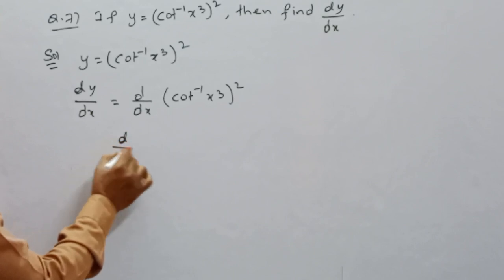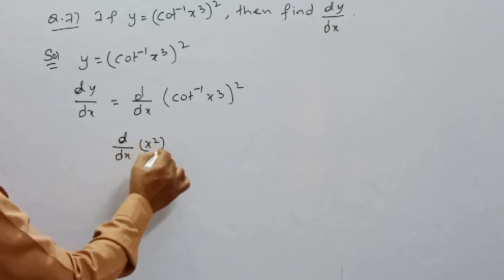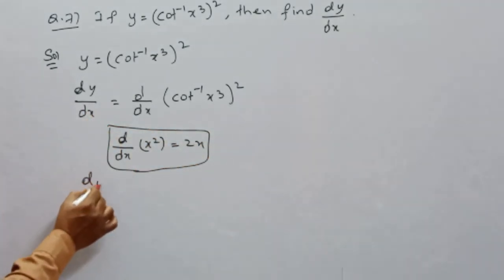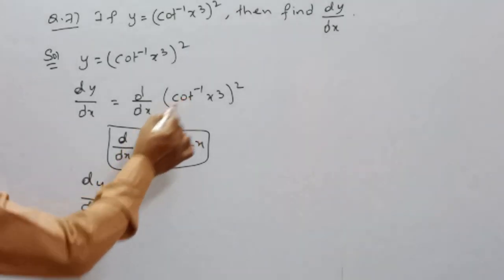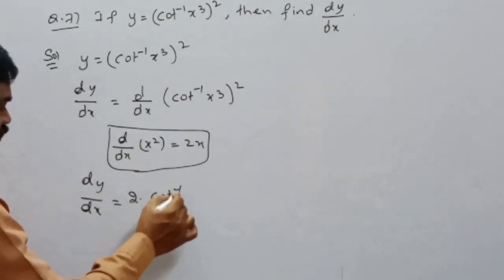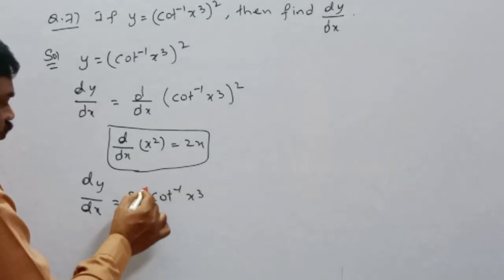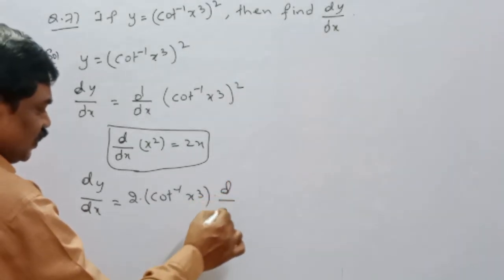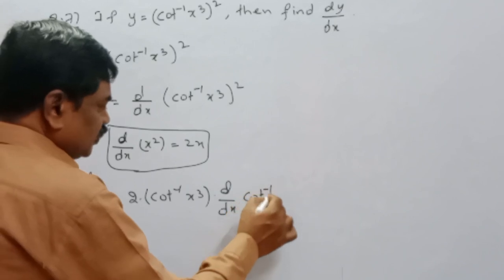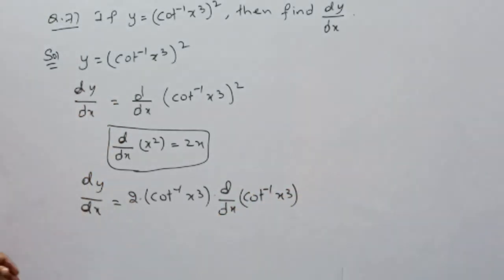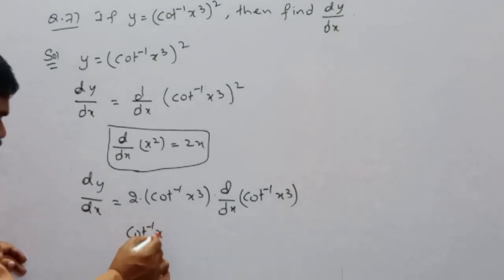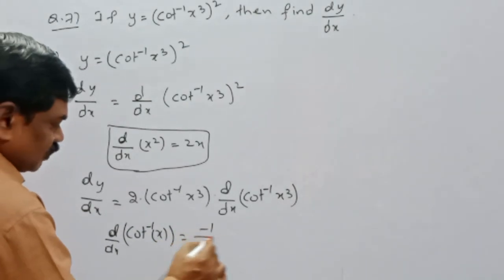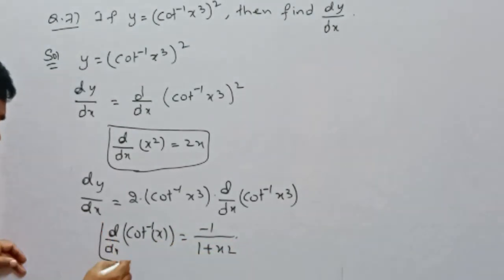Suppose d by dx of x square is equal to 2x. So dy by dx is equal to 2 into cot inverse x cube, into d by dx of cot inverse x cube. Now the derivative of cot inverse x, d by dx of cot inverse x, is minus 1 by 1 plus x square.